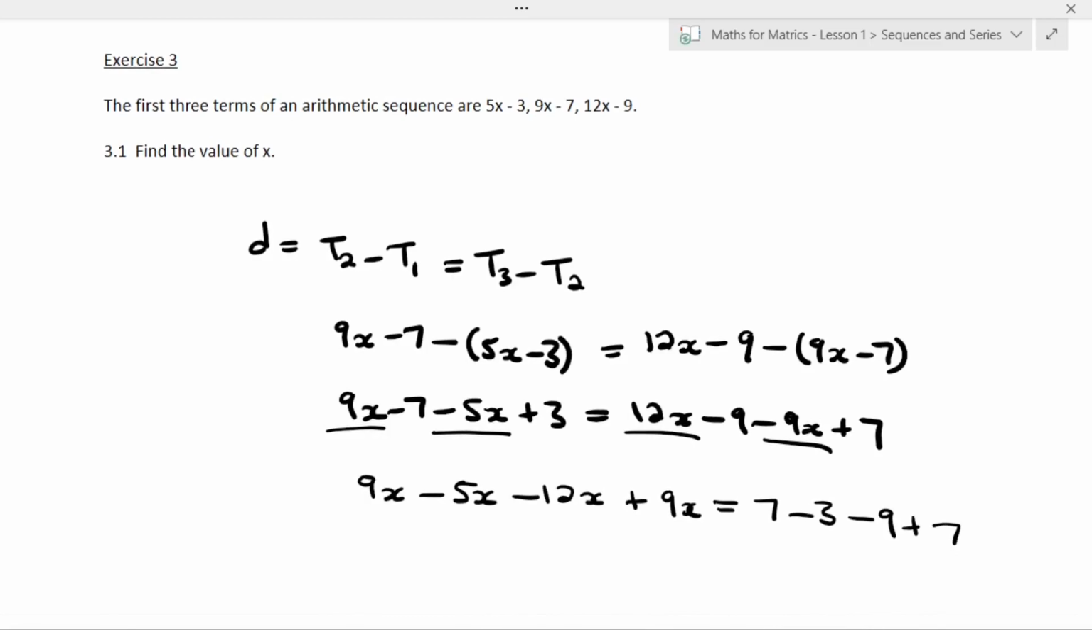9x minus 5x minus 12x plus 9x is equal to x. And 7 minus 3 minus 9 plus 7 is equal to 2. Therefore, x is equal to 2.